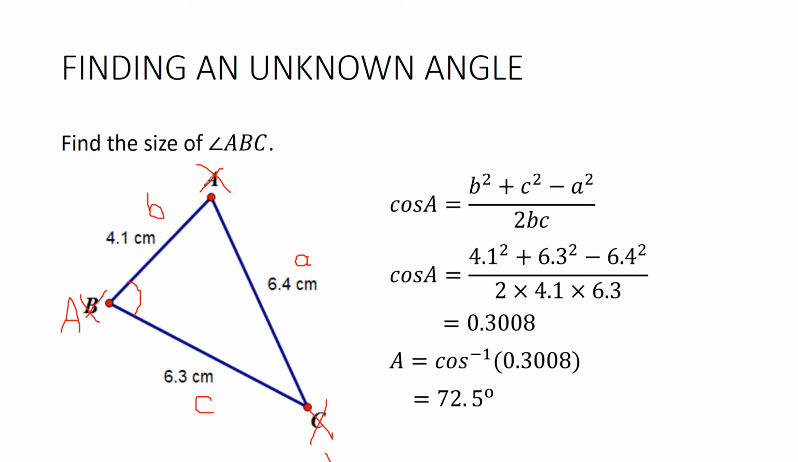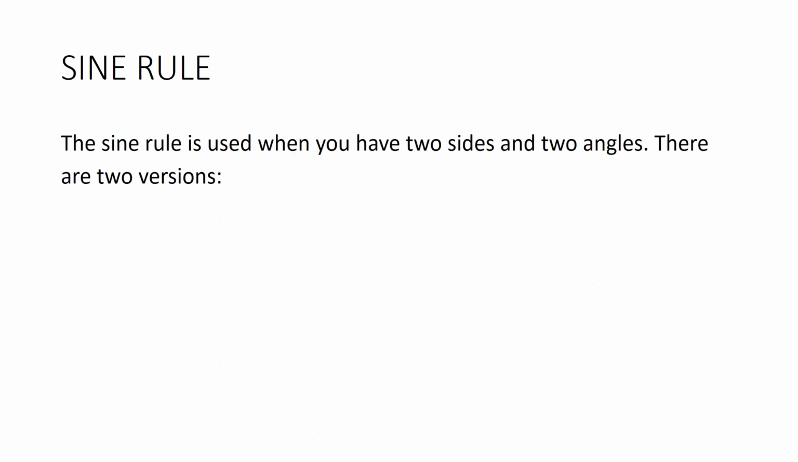Shift cos gives us 72.5 degrees. The sine rule is used when you have two sides and two angles, so it's a little bit different. And again, like cosine rule, there's two versions. This is the angle version. This is the side version.